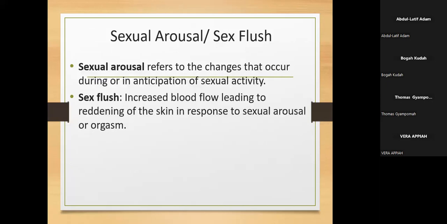This is some on sexual arousal and sexual flash. Sexual arousal refers to changes that occur during or in anticipation of sexual activity. Sexual flash is increased blood flow leading to reddening of the skin, a response to sexual arousal. These are terminologies, and I'm bringing them here because they are all very normal things that are associated with the penis. So that's why I brought them here.